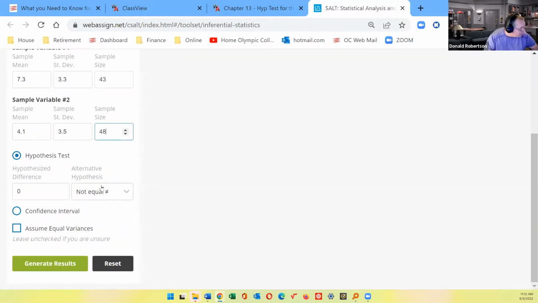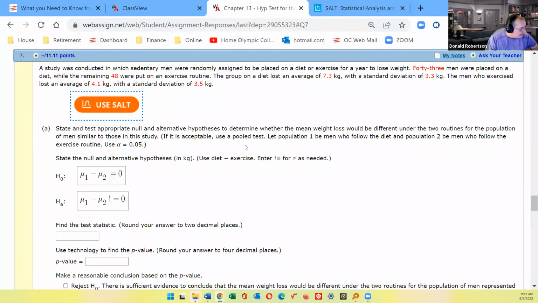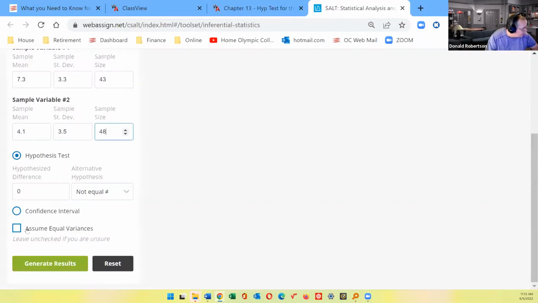It's going to be a 0 and a not equal to. And they've got a little button down here called assume equal variance. I didn't see anything in that story that talked about them being equal, but let's see. Oh, used an unpooled test. That's what we call that. So if you don't click on that, we are good.